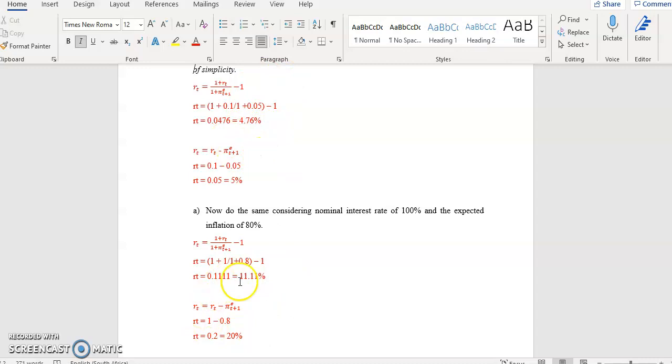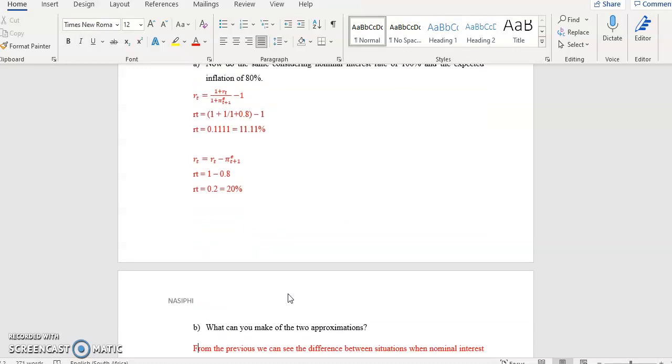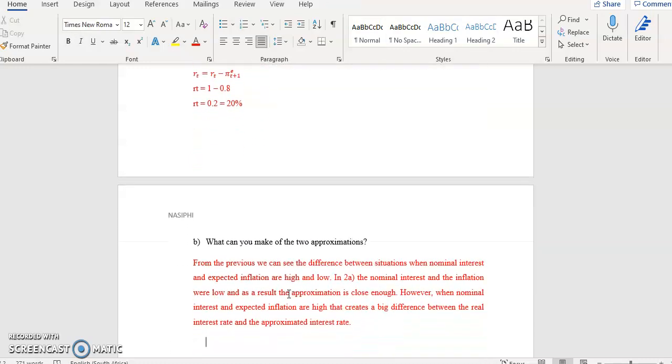And looking at the second case, we see that when nominal interest rate and expected inflation are high, because we have 100% and 80% here, the difference between the real interest rate and the approximated interest rate is very high. So the approximated real interest rate is not close enough to the real interest rate when our nominal interest rate and the expected inflation are high. That is what part B requires from us.